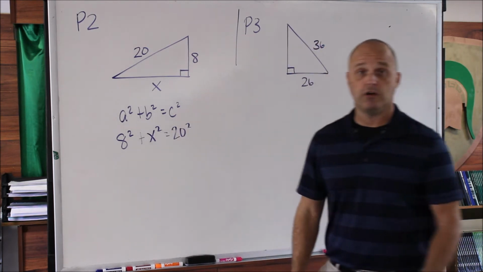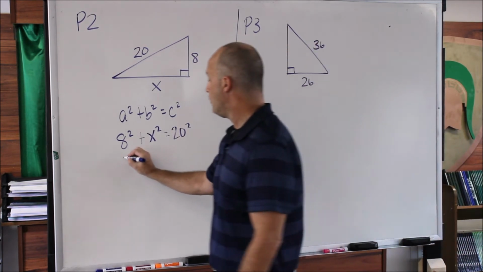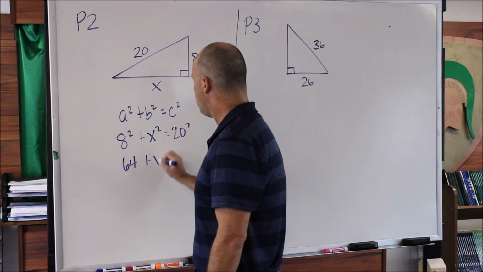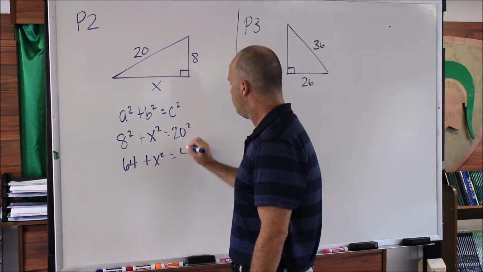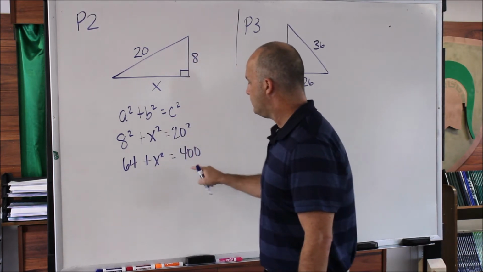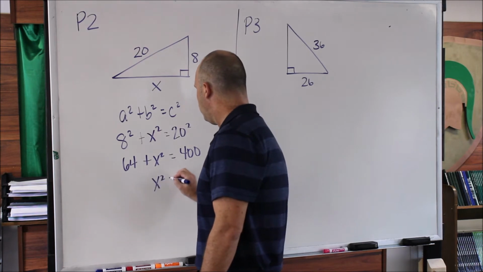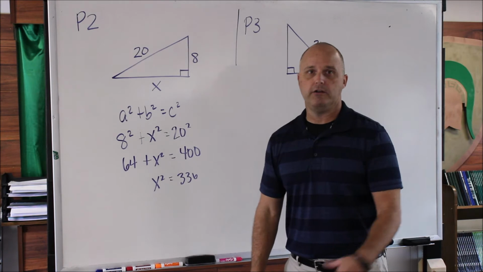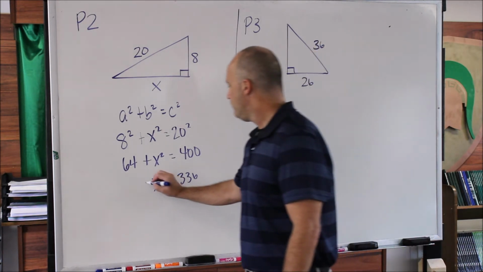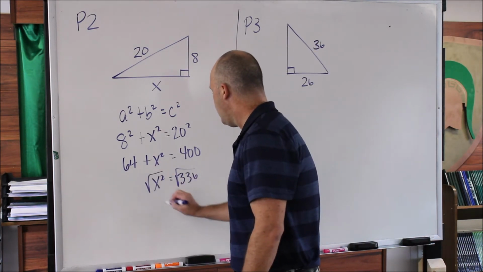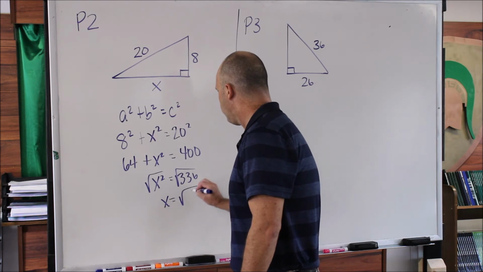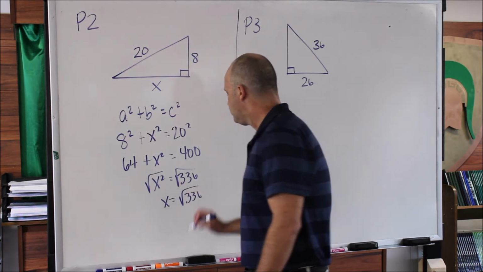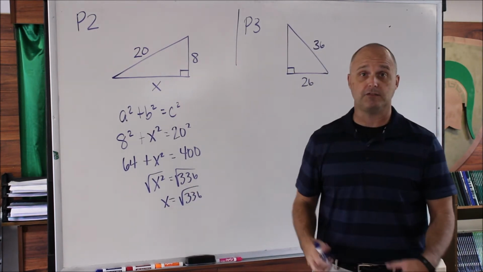And then we're just going to solve this. So 8 squared is 64 plus x squared equals 400. Subtract the 64 and you get x squared equals 336. Now what we've got to do next is go ahead and take the square root, and then we're going to get x is equal to the square root of 336. But this is a little sloppy. We might want to try to clean this up a little bit.